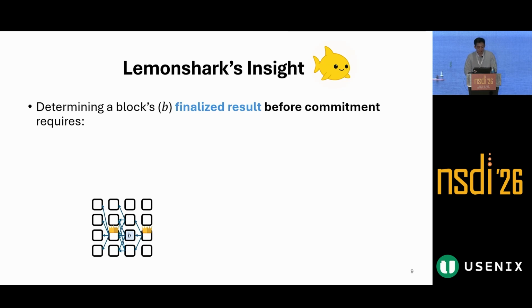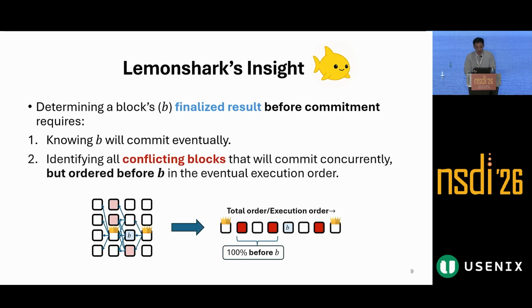So how does Lemonshark achieve early finality, you might ask yourself? Well, our key insight is quite simple. To determine a block B's finalized result before commitment, we just need two things. First of all, we need to know that B will eventually commit. Secondly, amongst all conflicting blocks that will commit concurrently with B, we must identify which ones will be ordered before B in the eventual execution order.